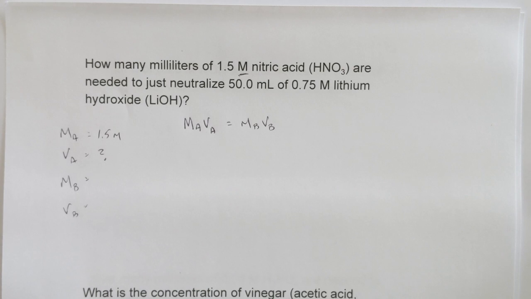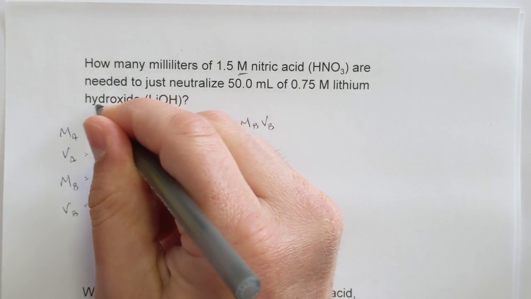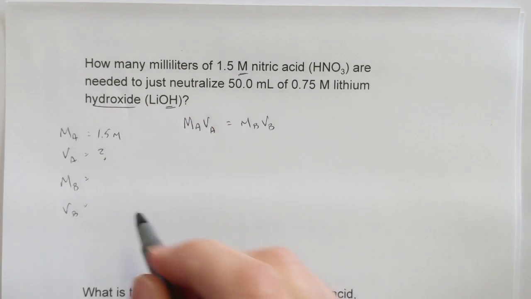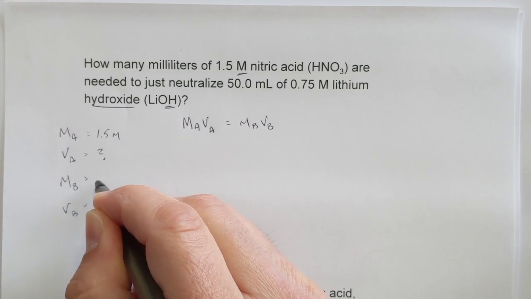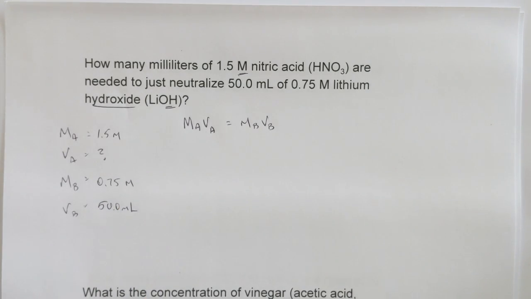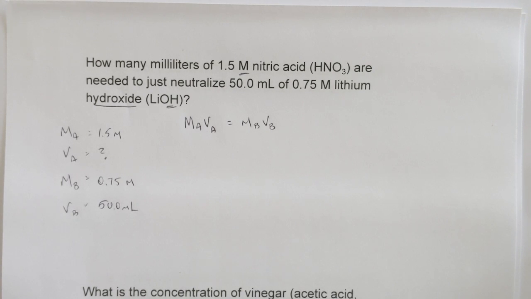All right, the rest of it is our base, the lithium hydroxide. This OH here, that is the clue that this is our base. So it's 50 milliliters. That's the volume of the base. And the 0.75 molar is the molarity of the base. All right, now we've got a little bit of algebra to do, and that's it. This is the science part done already.